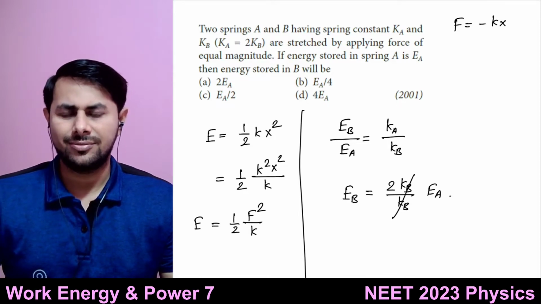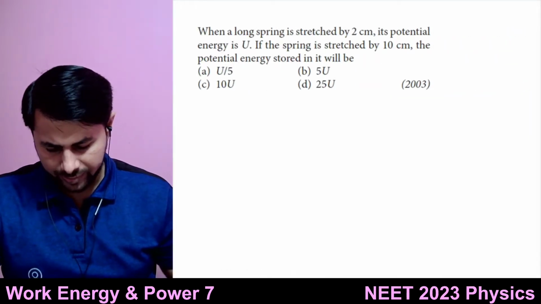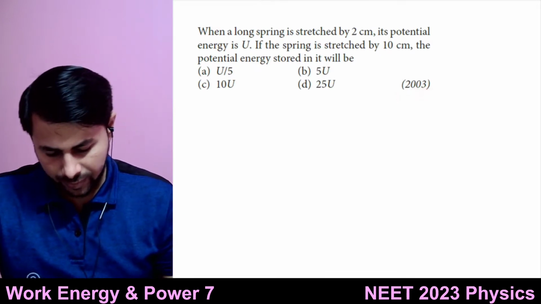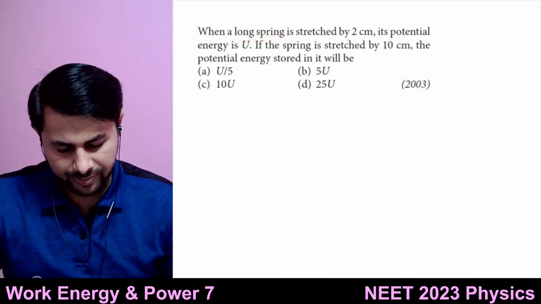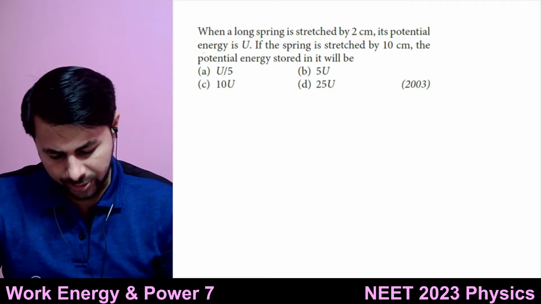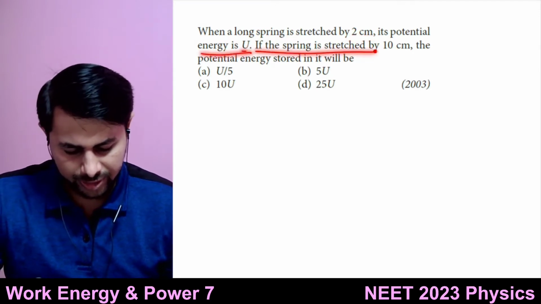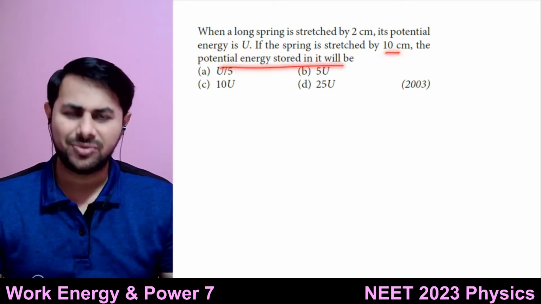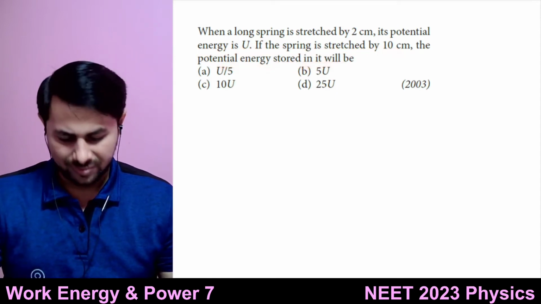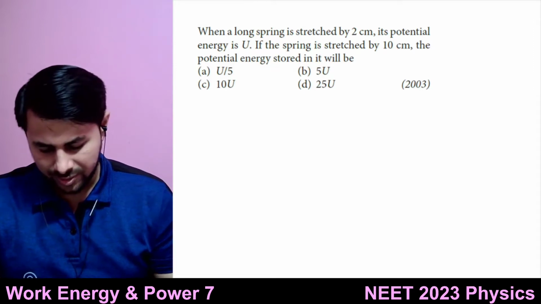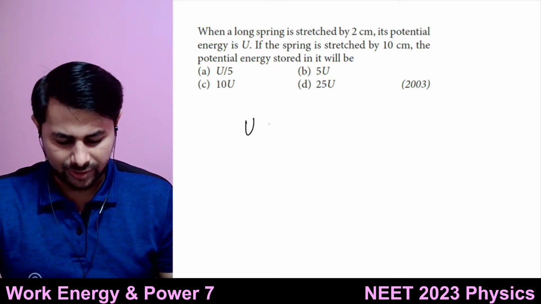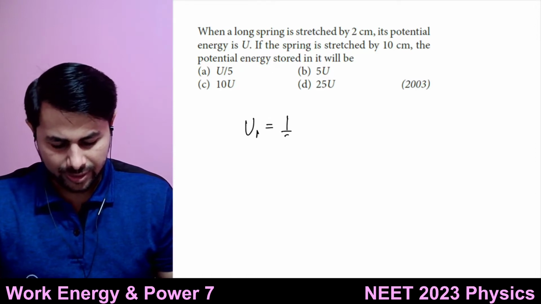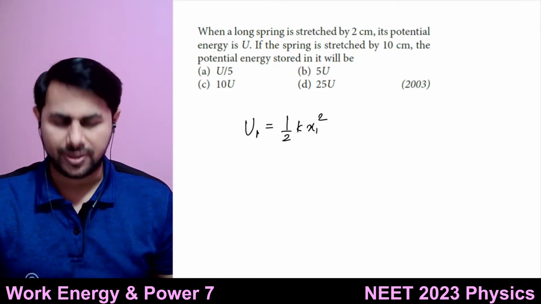So this is the answer. Now is it clear? So let us see the next problem. This is from NEET 2003. When a long spring is stretched by 2 cm, its potential energy is U. If the spring is stretched by 10 cm, the potential energy stored in it will be. So this is very simple. What is potential energy? Let's call it U1. U1 equals half of K times x1 square.